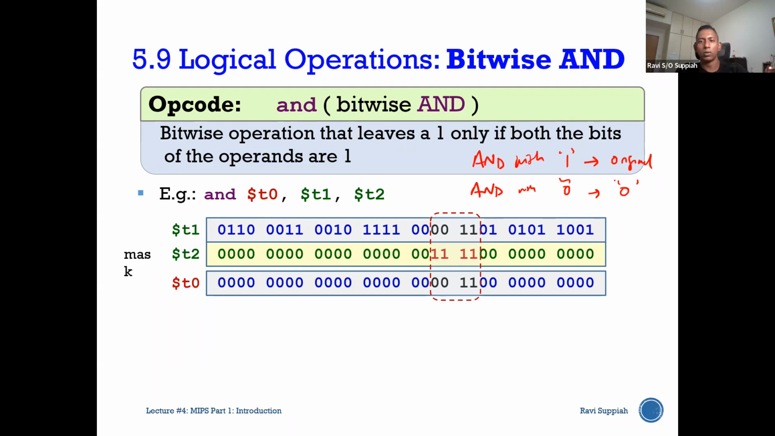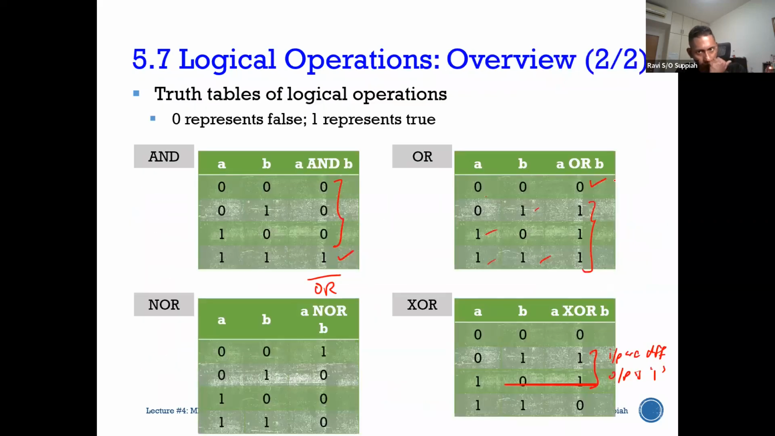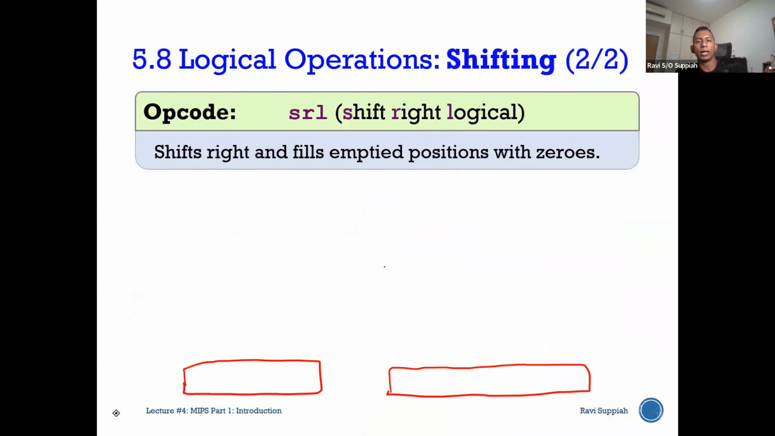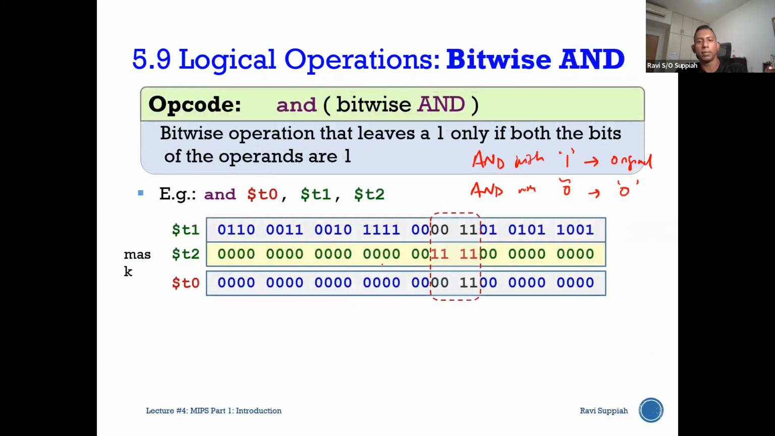Okay, if you look back at the AND gate, as long as I do an AND with a 1, 1 and 1, the answer will be a 1. As long as any input is a 0, the output will always be a 0. So the AND is a way of deciding to keep certain bits and clear certain bits.